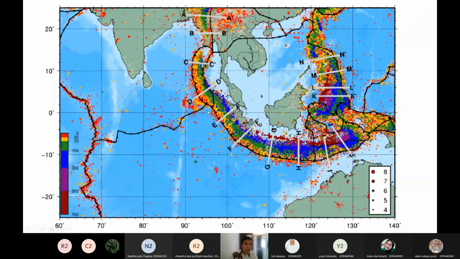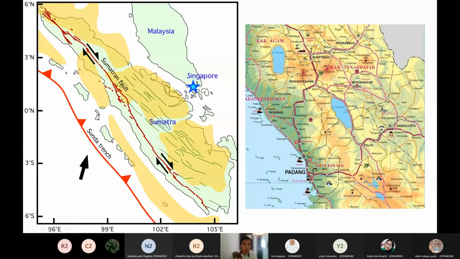And here is the geological dynamic of the plate. Like here there's a fault like the Sumatran fault and also the Sunda Trench, and here is the Mentawai Islands, and therefore we as people living in Sumatra, and particularly in West Sumatra, are so vulnerable due to this active formation.